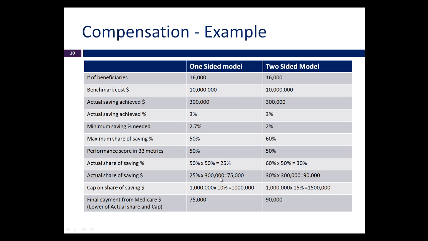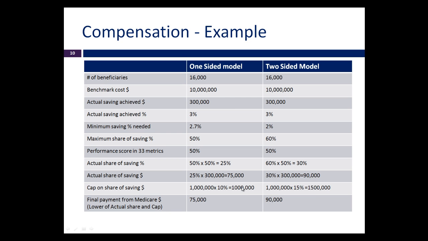So, we've determined that our one-sided ACO participant qualified for savings by attaining a saving rate of 3%. The maximum savings to which it was entitled was 50%. Its actual performance score was also 50%. This entitled it to 25% of $300,000, which is $75,000. In the case of our two-sided model, this participant also qualified for sharing in the savings because it attained 3% of savings. Its maximum possible share percentage was 60%. It also attained 50% in its performance measures, which entitled it to 30% of any savings, which comes out to be $90,000 for the two-sided model.